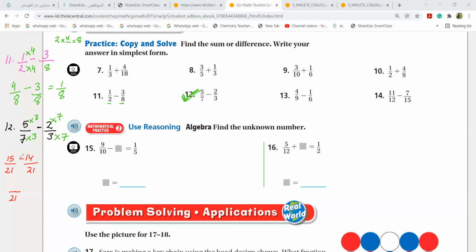15 minus 14, Rital. 15 minus 14, what do you get? 11? Rital, 15 minus 14. You have 15 chocolates. You gave 14 to somebody. How much is left? Rital, listen to my question. You have 15 chocolates. You give away 14 to somebody else. How much is left with you? You give 14 to your sister. How much is with you, Rital?